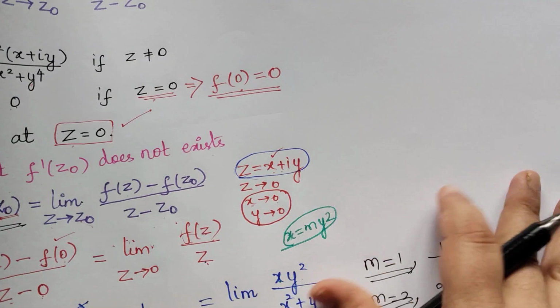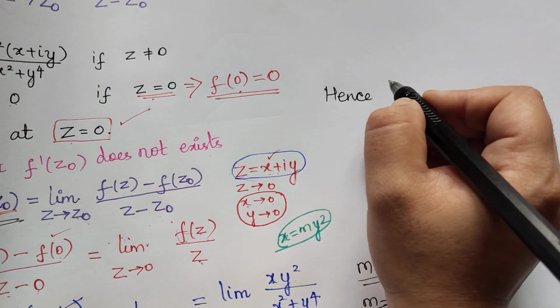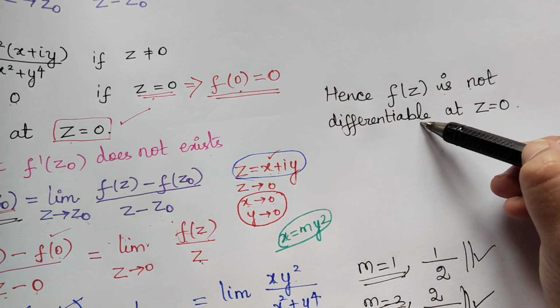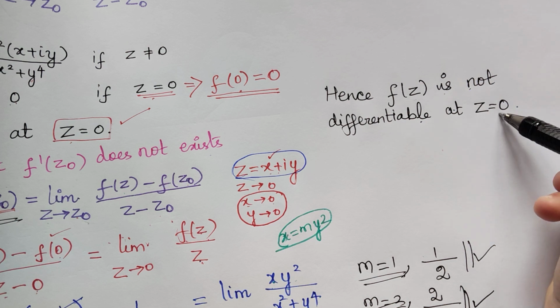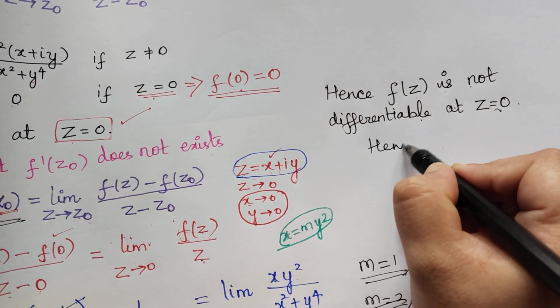So we will conclude the problem by saying that hence f of z is not differentiable at z equal to 0. This is what we wanted to prove. So hence it is shown.